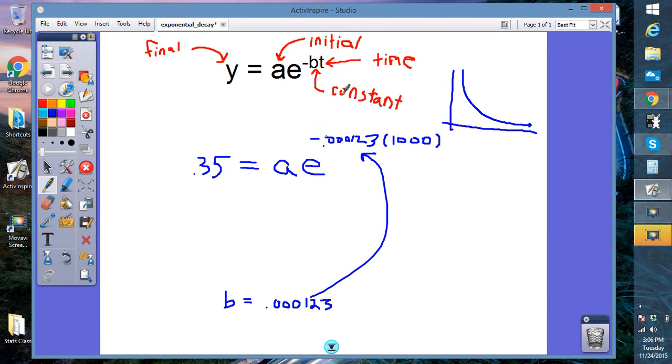Hope that helps. Understanding these variables is the hard part. Y is always the final amount of your material. A is the initial amount. T is your time, and B is this constant. Again, this constant is not going to be given to you in most cases, so you have to take step one, use your half-life to figure out what the constant is. I'll create a separate video to talk about the second problem.